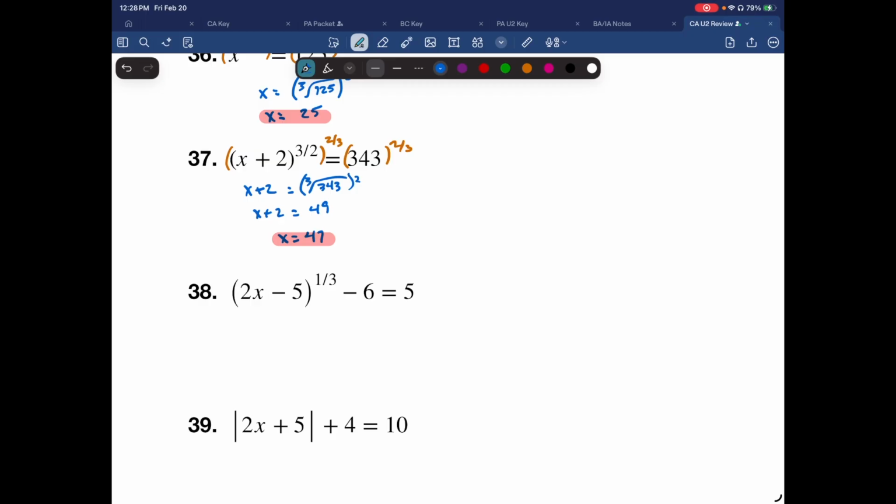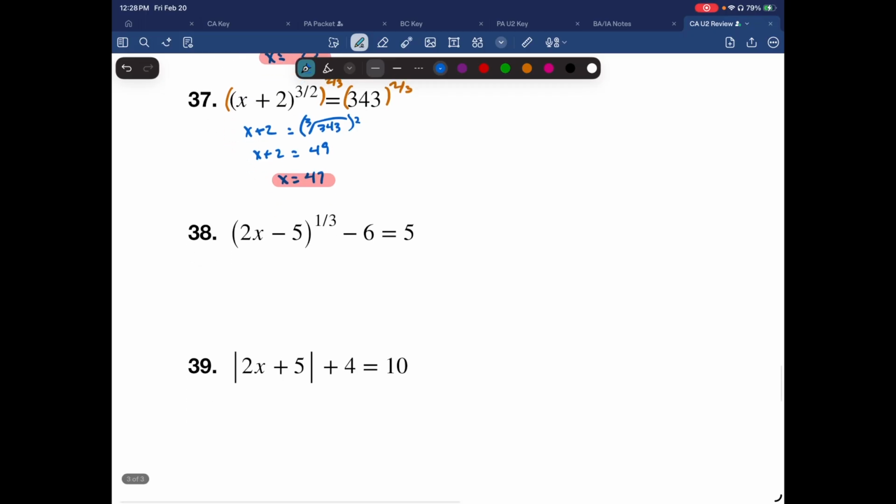All right, first thing on 38, we need to get the power by itself on one of the sides. So it's going to be 2x minus 5 to the 1/3 equals 11. Now, we're going to raise everything to the third power. So that gives you the parentheses over here. It's 2x minus 5, and 11 cubed is 1331. So you got 2x equals 1336, and then x is going to be 668.